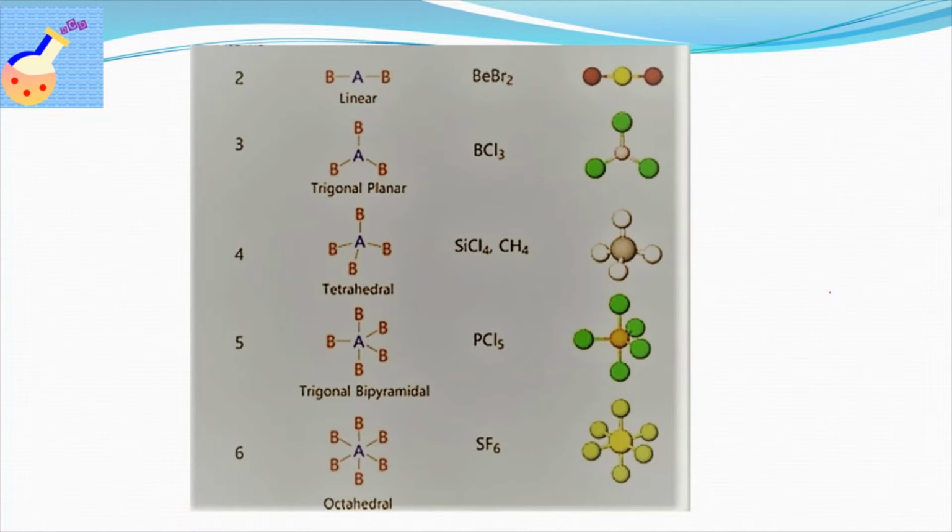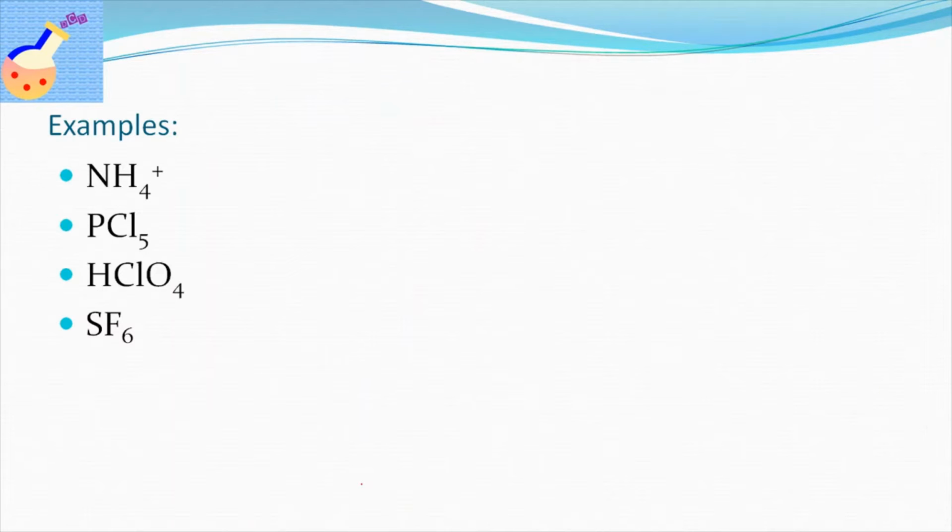Now, these are the shapes of molecules. If it is a linear molecule, it will be like this. If it is trigonal planar, this is trigonal planar, and this is tetrahedral. And what about this? Trigonal bipyramidal. And this is square bipyramidal. You can also say it is octahedral. Now coming to the examples.